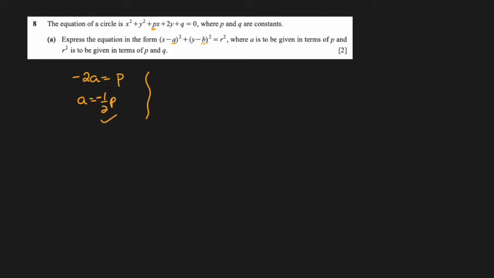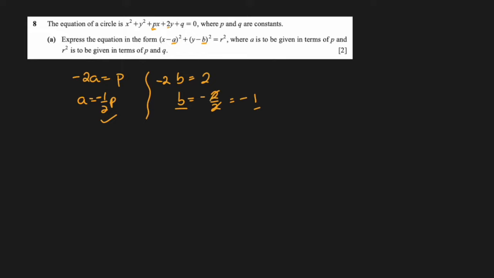Now we'll express B also. So minus 2B will be equal to the coefficient of y, in a similar way, which is 2. So B becomes minus 2 over 2, which is minus 1.